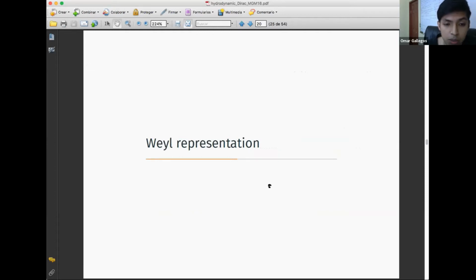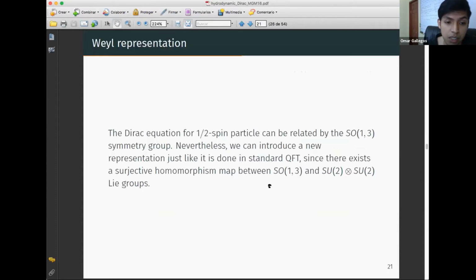These two representations, Dirac and Weyl, can be related by the Lie groups, because in the Dirac representation, we can relate it to the SO(1,3) symmetry group, and in the Weyl representation we can relate it with the SU(2).